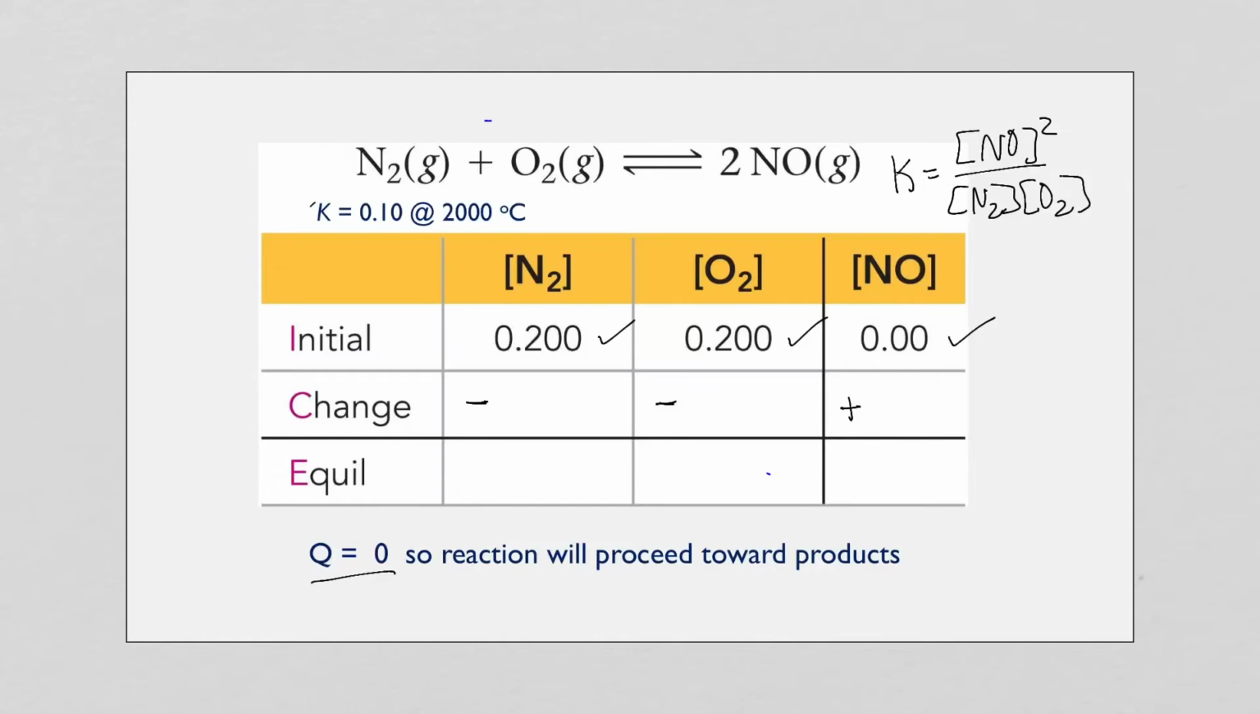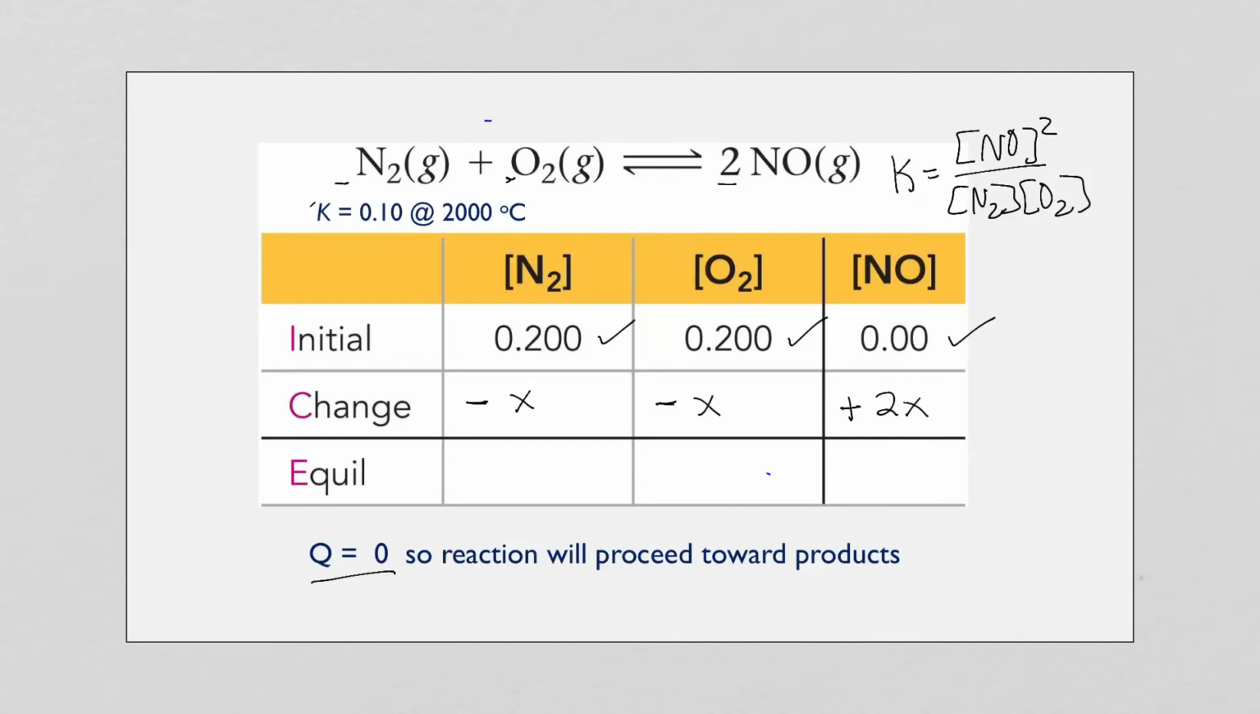Okay. So now let's define these changes in terms of some variables. If we look at the stoichiometry, we have a 1 to 1 to 2. So we could say that both N2 and O2 are going to go down by x, and NO is going to go up by 2x. So we've kept our 1 to 1 to 2 ratio here.